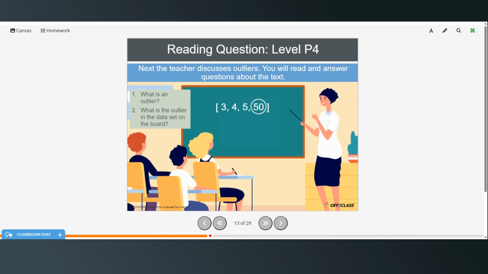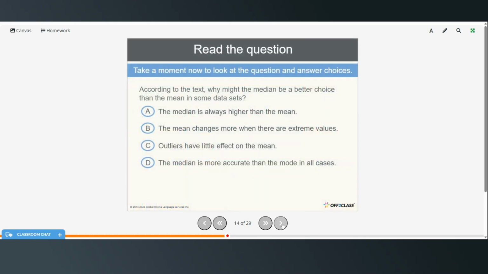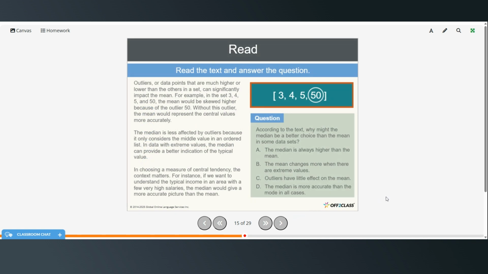Next, the teacher discusses outliers. You will read and answer the questions about the text. So first, think about what is an outlier and what is the outlier in the data set on the board. All right, now take a moment to look at the question and the answer choices. And then when you're ready, restart the video to continue. Now pause the video, read the text, and answer the question.